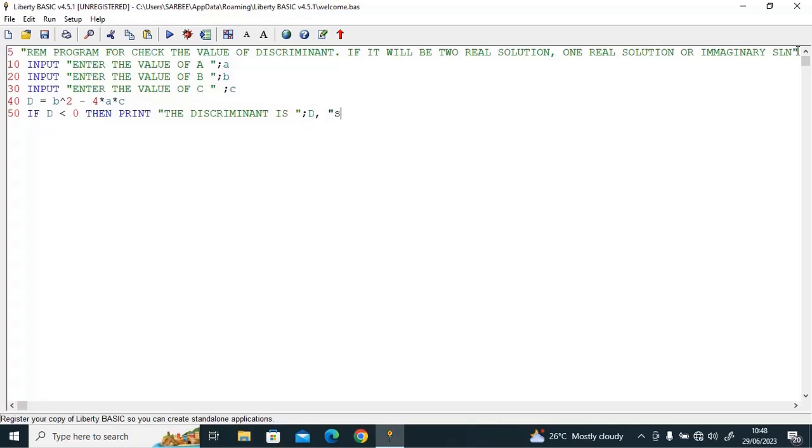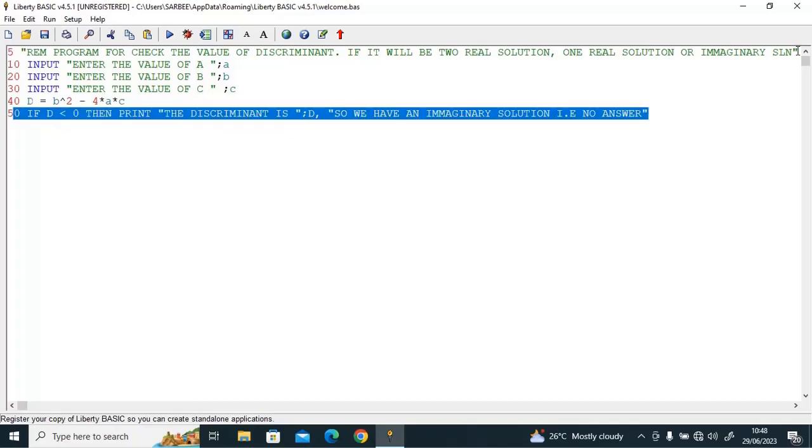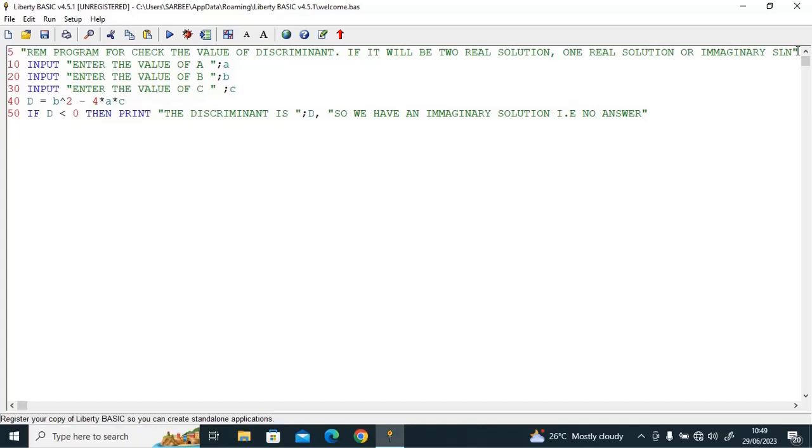So we have an imaginary solution. That is no answer. I will square it. So let me copy and paste this, I'll just change some little things there. Control C, so to save us time, Control V.